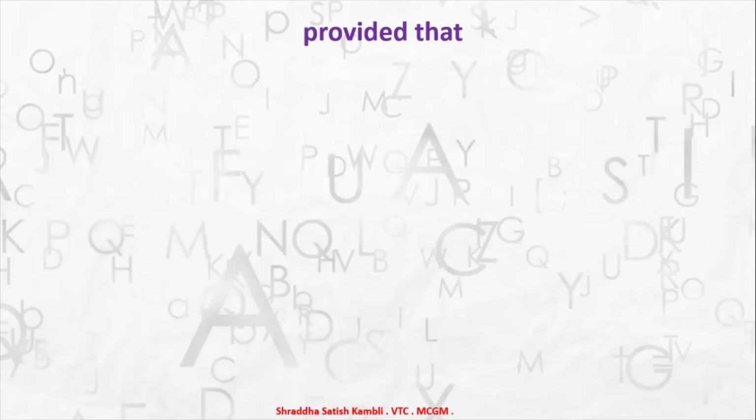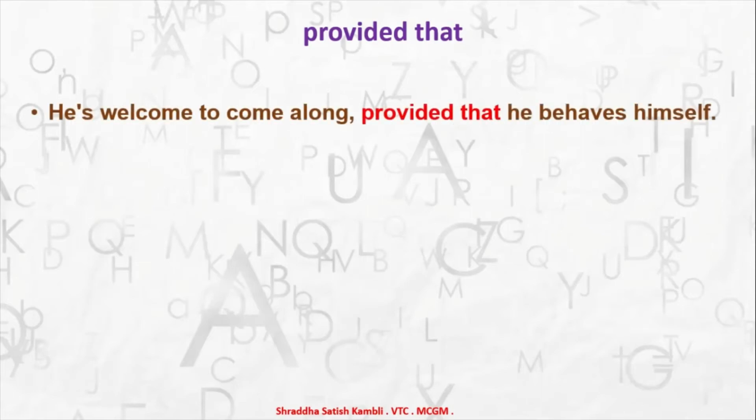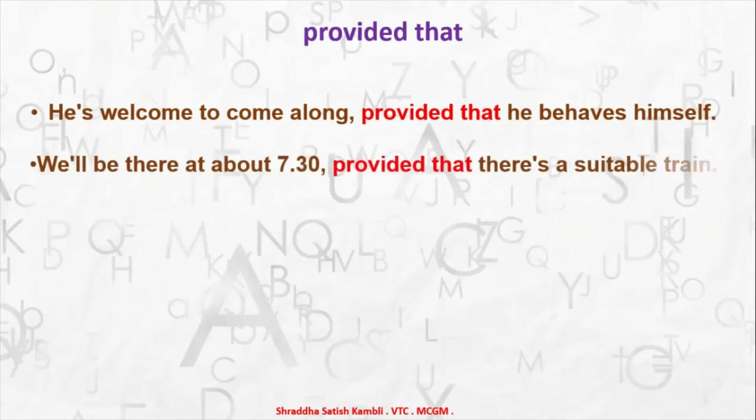Provided that. So see, he is welcome to come along provided that he behaves himself. So if he wants to come with us, he has to learn to behave himself. Then we have, we'll be there at around 7:30, provided that there is a suitable train. So we want to come at 7:30, but there should be a train. If there is a train, then only then we can come and join you at 7:30.